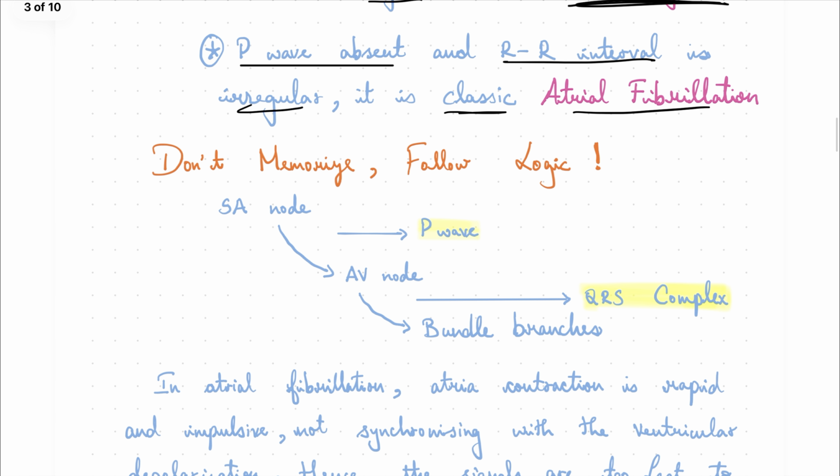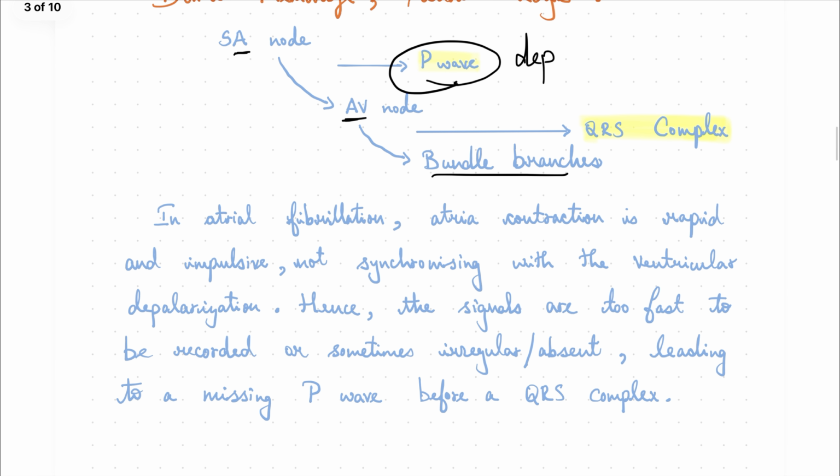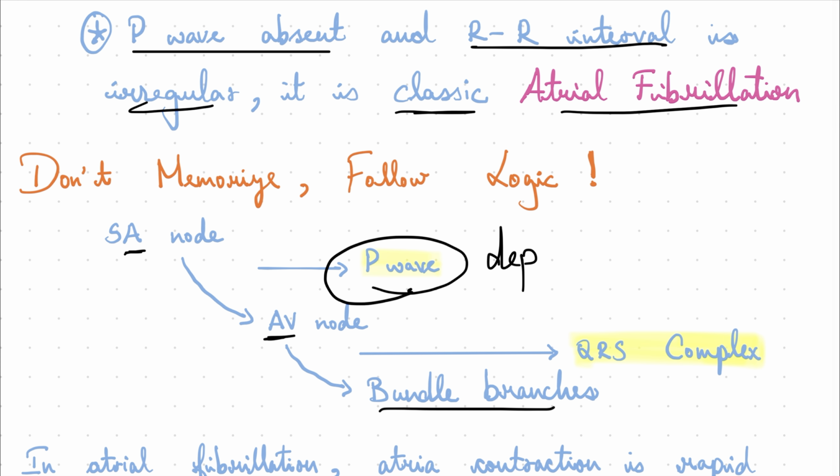You don't have to memorize, you just have to understand the logic that when the impulse travels from the SA node to the AV node, as you know, both of them are present in the atria of the heart, it's a P wave. That's basically the depolarization. But when it travels from the AV node to the bundle branches, that is to the ventricles, it is the QRS complex. So in atrial fibrillation, the atrial contraction is very rapid and impulsive, not synchronizing with the ventricular depolarization. Hence, the signals are too fast to be recorded or sometimes irregular or absent, leading to a missing P wave before a QRS complex. And hence, it is a classic sign of atrial fibrillation.